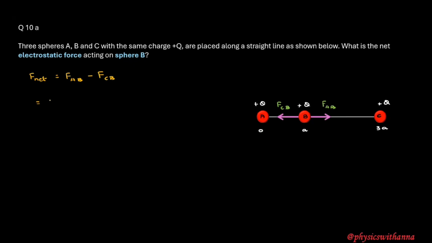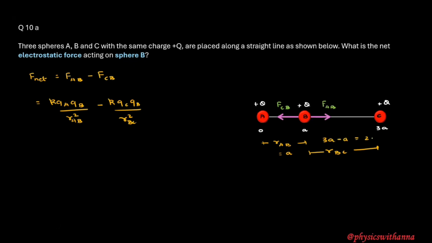We can write FAB as K QA QB over RAB squared, where QA and QB are the charges on spheres A and B, and RAB is the distance between them. So this is RAB, which as you can see from the figure is equal to A. Minus K QC QB over RBC squared. QC, QB again are charges on spheres B and C. RBC is the distance between them, and we can find it by subtracting these two values. So 3A minus A, which is 2A.